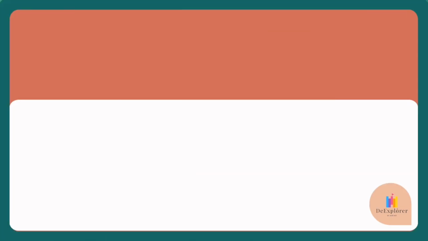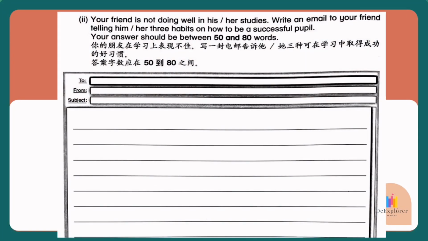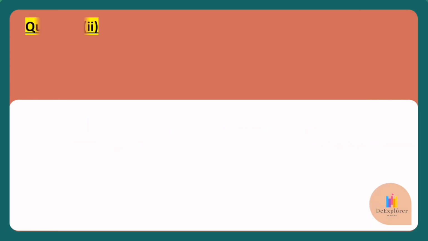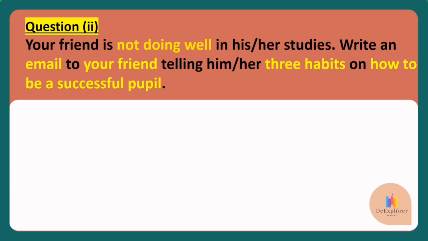Now we are going to write the essay. Please remember to read the question properly before writing. Let's read the question together. Your friend is not doing well in his or her studies. Write an email to your friend telling him or her 3 habits on how to be a successful pupil. Do you understand the meaning of not doing well? Okay, in Chinese, not doing well means 表现不好.